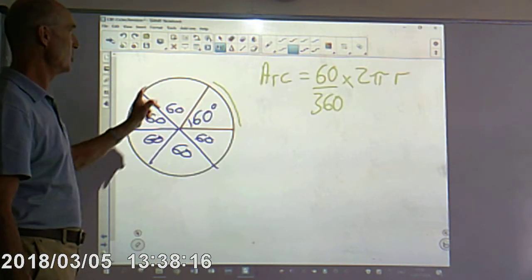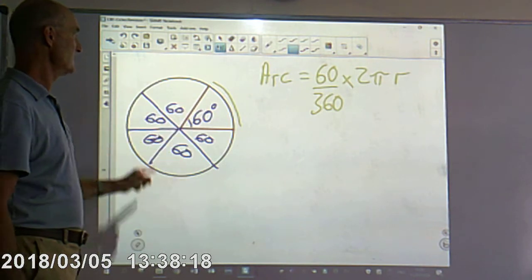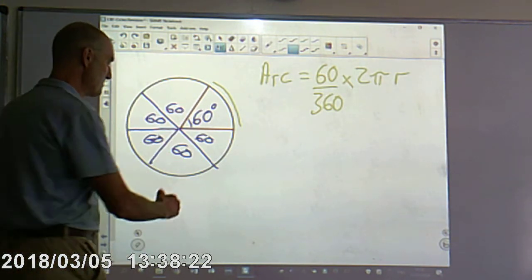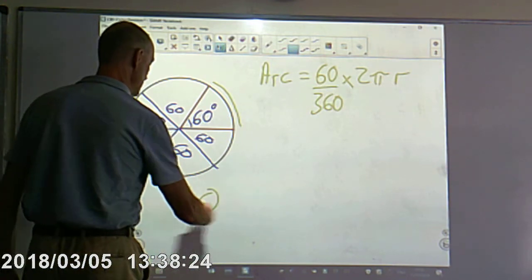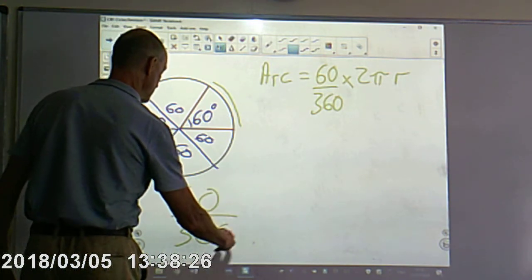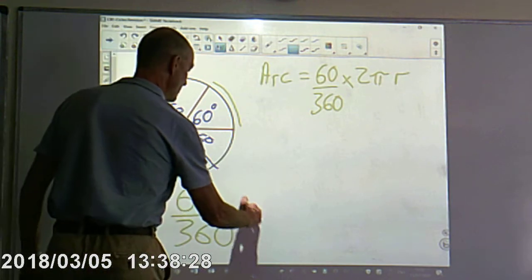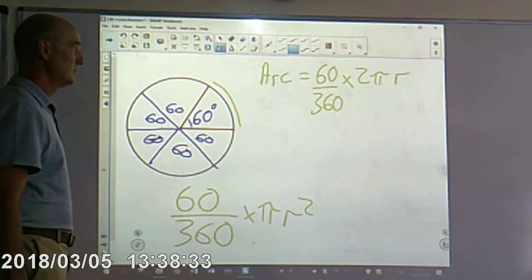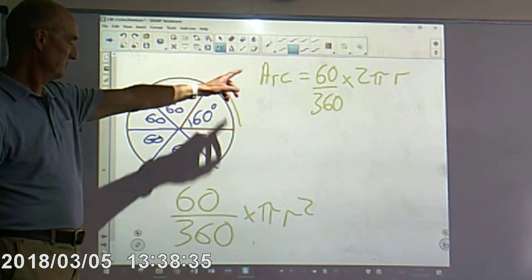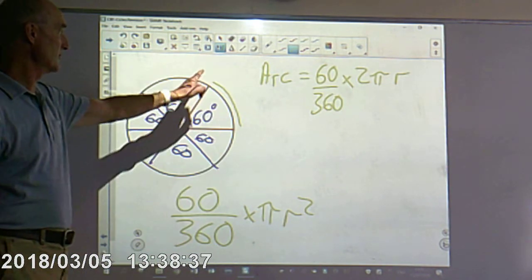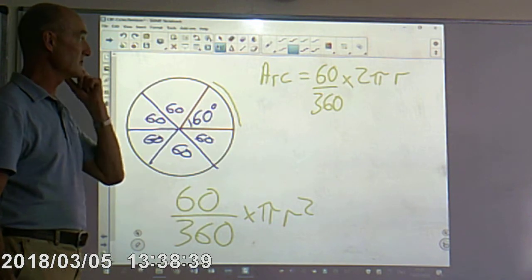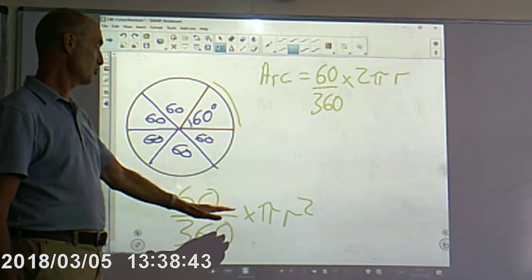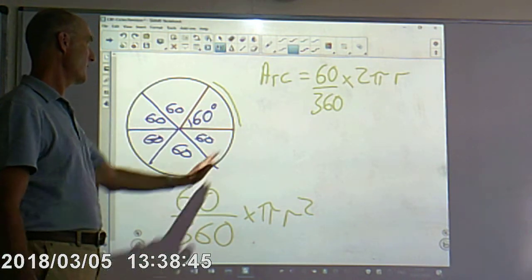And then if we start looking at sectors, can we find the area? Yeah, we've just got to remember that idea of 60 divided by 360. And then pi r squared to give us the area of the sector, and then 2 pi r to give us the actual arc length. The proportion, the fraction of the circumference, the proportion, the fraction of the area of the whole.